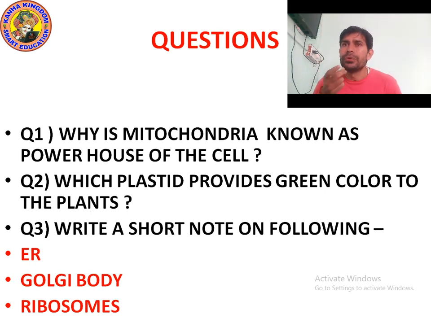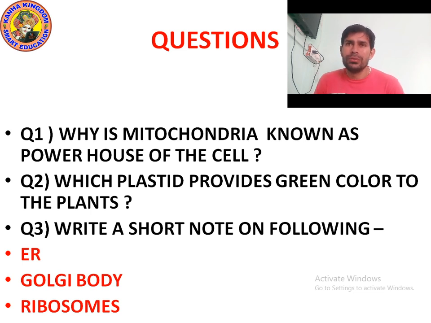Question number two: which plastid provides green color to the plants? Chloroplast is the plastid which provides green color to the plant, because it contains the pigment chlorophyll, and it also helps with photosynthesis.